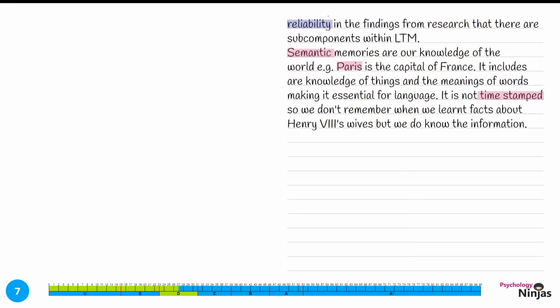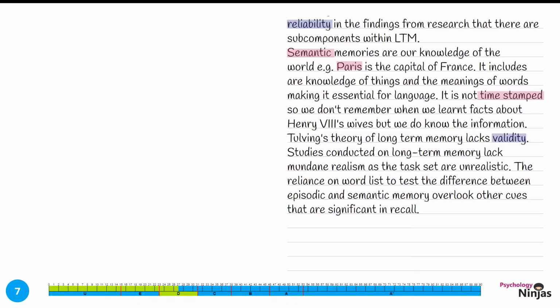theory has problems. Tulving's theory of long-term memory lacks validity. Here we're saying that this theory lacks accuracy. And we're going to explain this point by saying studies conducted on long-term memory lack mundane realism, as the task set are not realistic. The reliance on word lists to test the differences between episodic and semantic memory overlook other cues that are significant in recall.